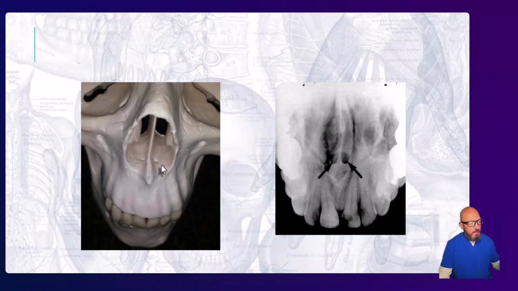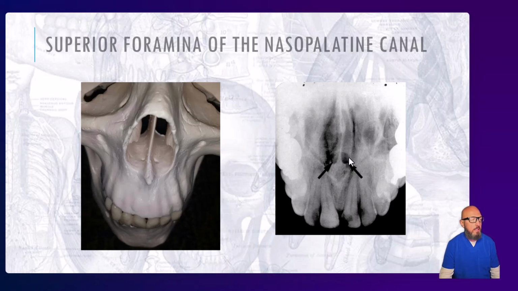Here we can see looking down through the nasal cavity in a skull, and you can see those superior foramina. It's rare to see in an intraoral radiograph, but sometimes you do if you get a steep enough angled one where you can see the bottom of the nasal cavity. And you can see the superior openings of the nasopalatine canal, or superior foramina of the nasopalatine canal.